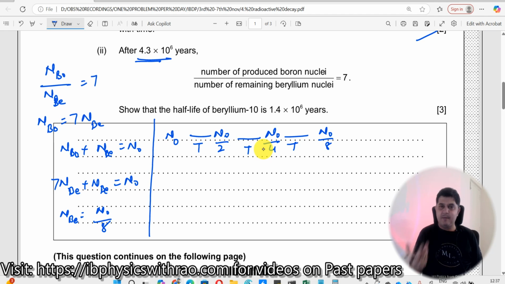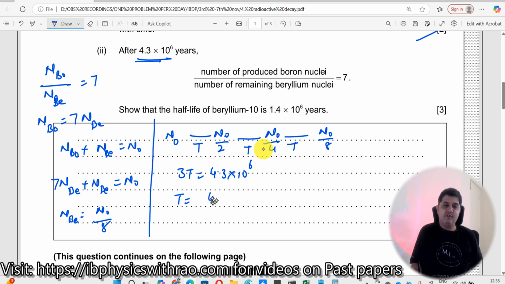Of course, there is a formula for it, but I'm not using the formula. I'm just going from scratch. So even if you forget the formula, you should know how to do it. Therefore, 3 half-lives is equal to this much, right? After this many years, this much amount of beryllium was remaining. So this should now be equal to 4.3 × 10^6 years.